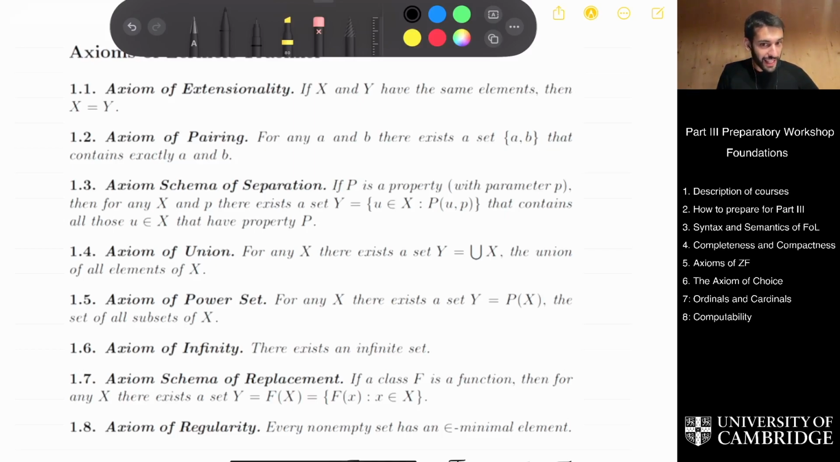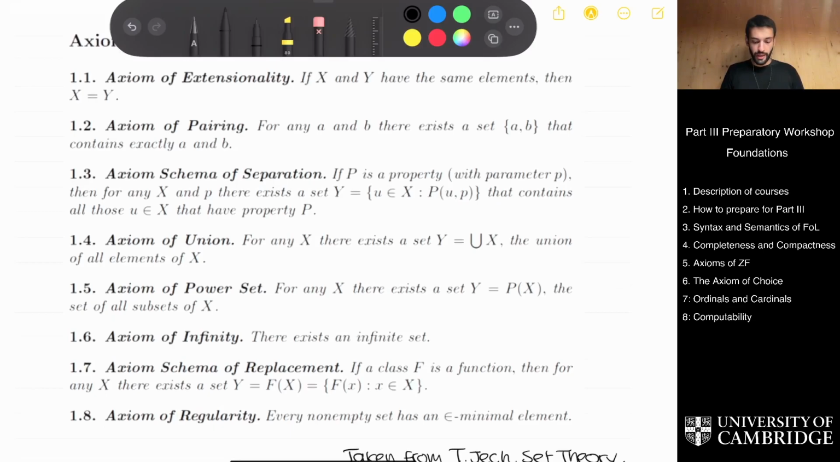But it's a lot like a class, and it's a lot like a function. So it's a lot like a class in the sense that it is a formula with two free variables. And it is a lot like a function in the sense that it satisfies that for all things in the first coordinate, there exists a unique thing in the second coordinate, such that this formula holds of the pair.